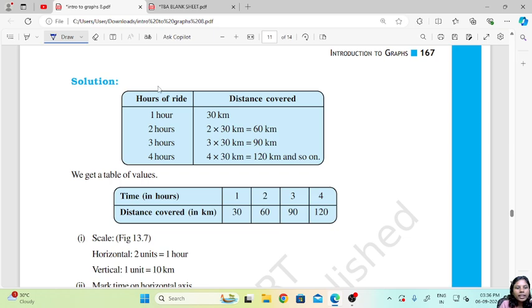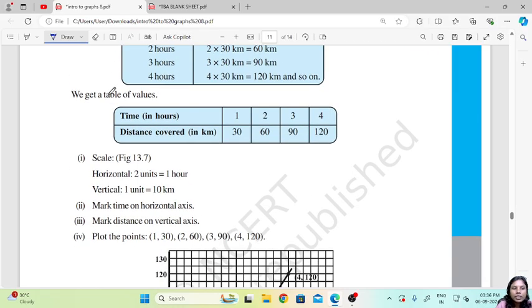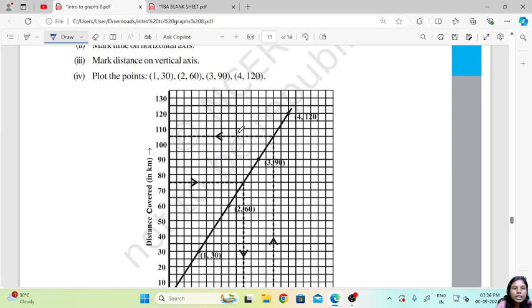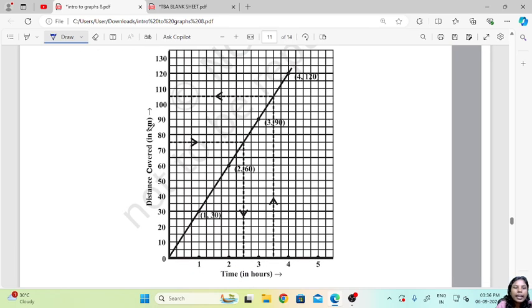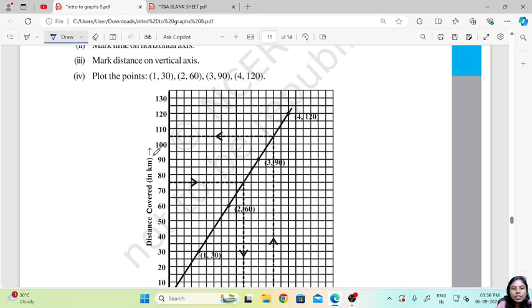So hours of ride is 1, so the distance covered will be 30 kilometers. Hours of ride if it is 2, then the distance covered will be 2 into 30, so that comes up to 60 kilometers. 3 hours it will be 3 into 30, that will be 90 kilometers, and 4 into 30 will be 120 kilometers, and so on. Similarly we obtain the table of the time in hours with the corresponding distance that is covered in kilometers. Now here on the x-axis we have taken the time that is in hours, and on the y-axis we have the distance that is covered in kilometers.